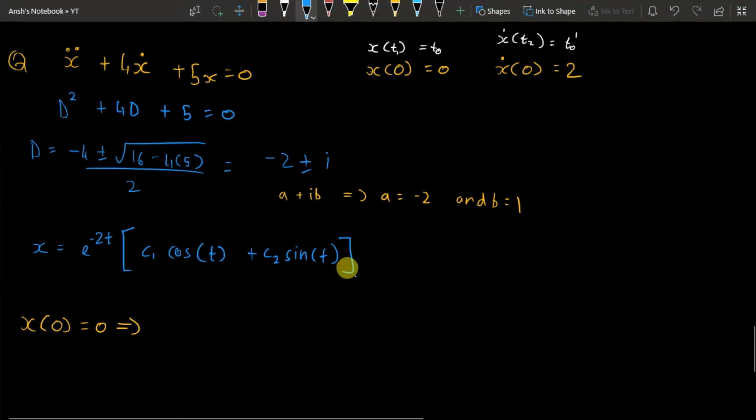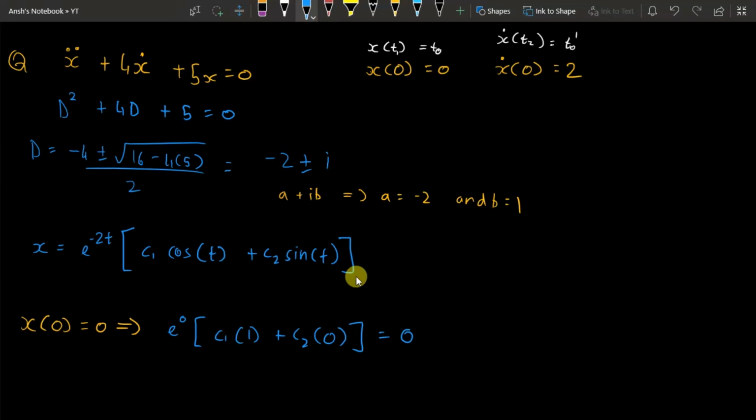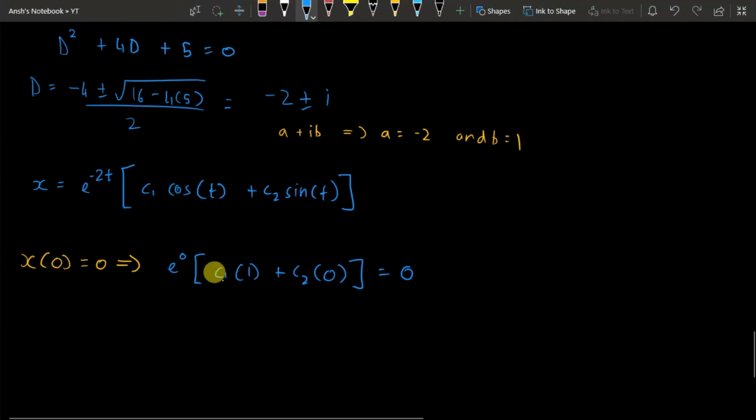So let's see what happens. We'll substitute t equals 0, which gives us e raised to 0 (C1 cos 0 plus C2 sin 0). Cos 0 will be equal to 1 and sin 0 will be equal to 0. And this will be equal to 0. So e raised to 0, the term outside the bracket, will be 1. C2 into 0 will be 0. So we'll have C1 is equal to 0. So from this equation, we get that C1 is equal to 0.